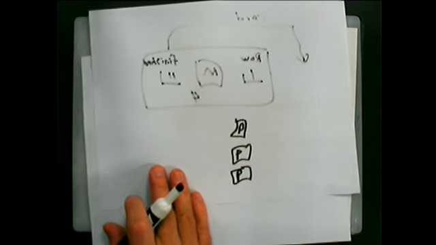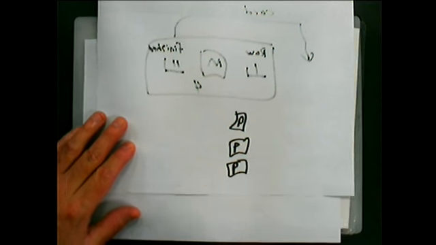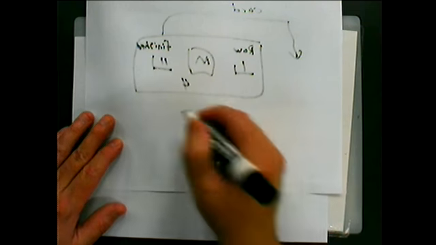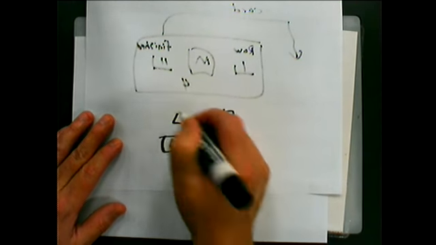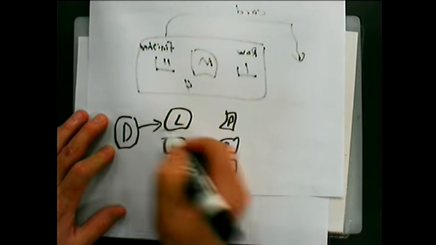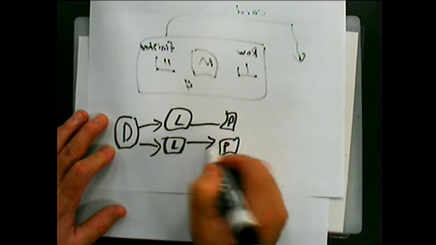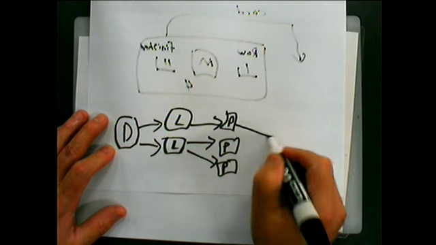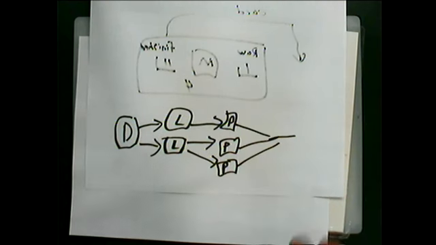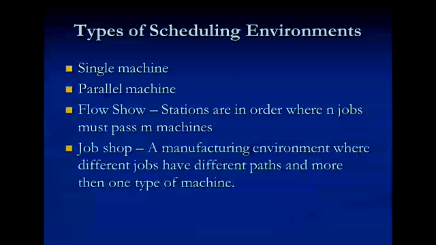Now, a flow shop is where n jobs must pass through m machines. And let's not pretend that's a printer now. Let's call it a press, and then let's call this a lathe. Flow shop basically means everything goes this direction for the most part. Okay? So it flows through the system. It's not an assembly line, but parts move from the start to the finish. Finally, a job shop is a manufacturing environment where parts have different paths and move between different types of machines.